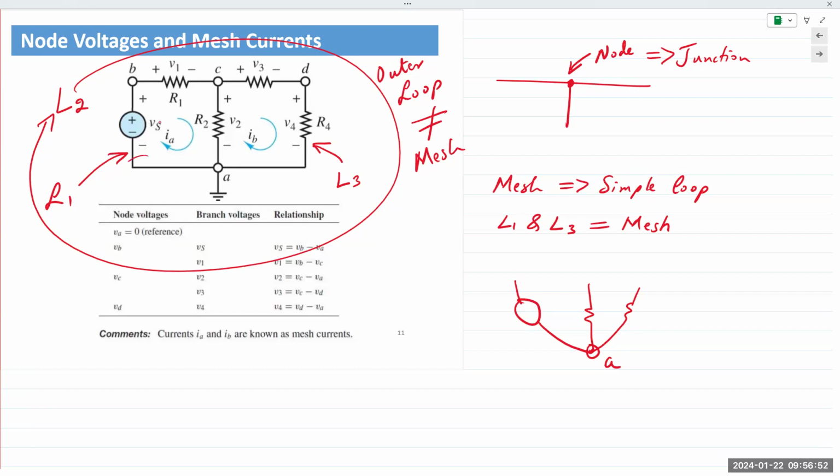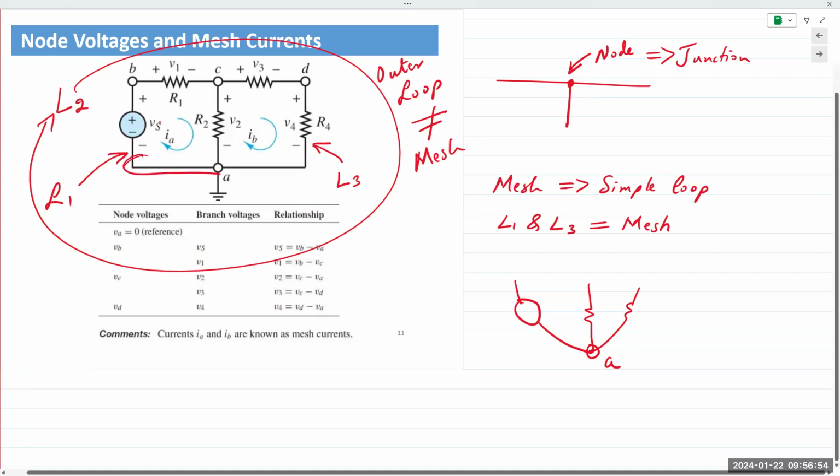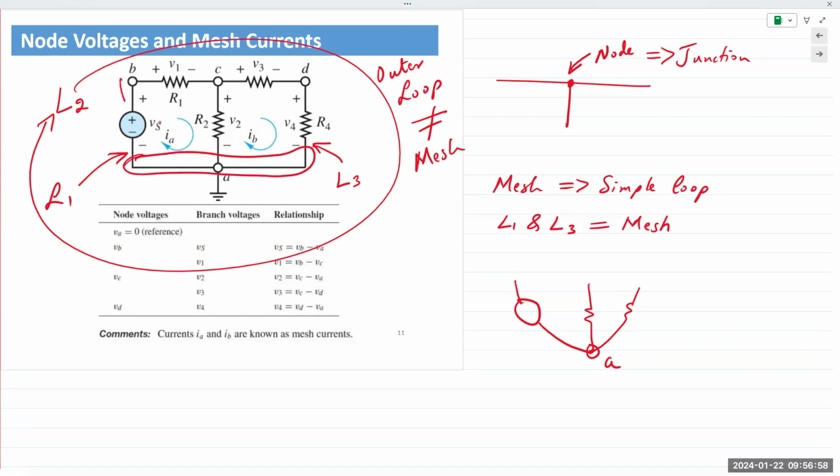So this entire line right here, it's not just a dot, right? This entire connection is a node, including that wire. So do not be confused with just one tiny dot, okay? The entire length of that wire is the exact same node.